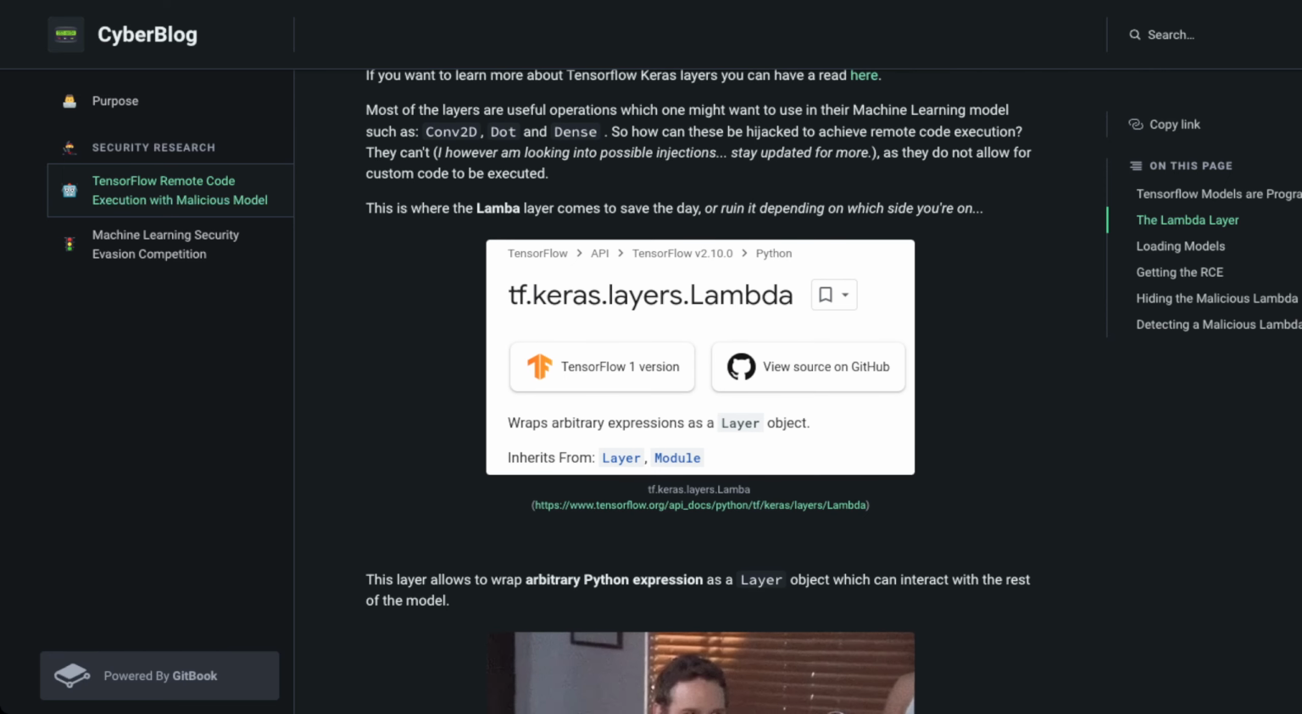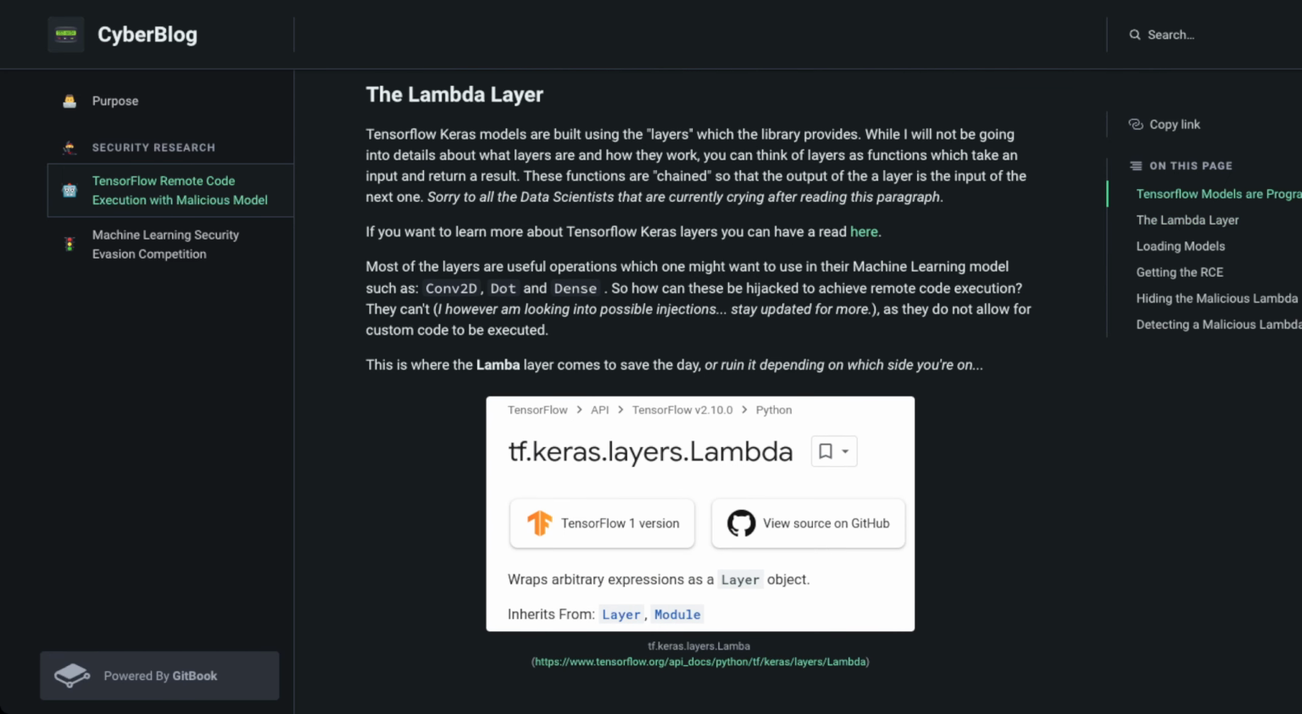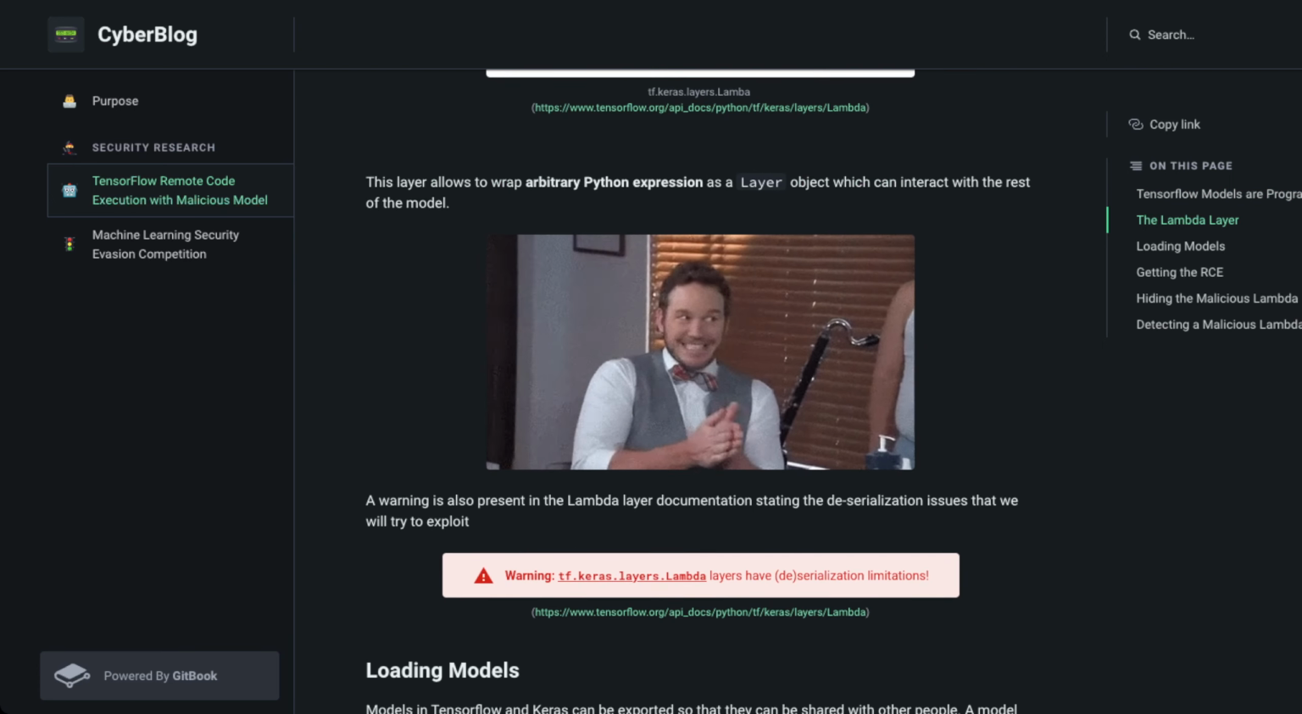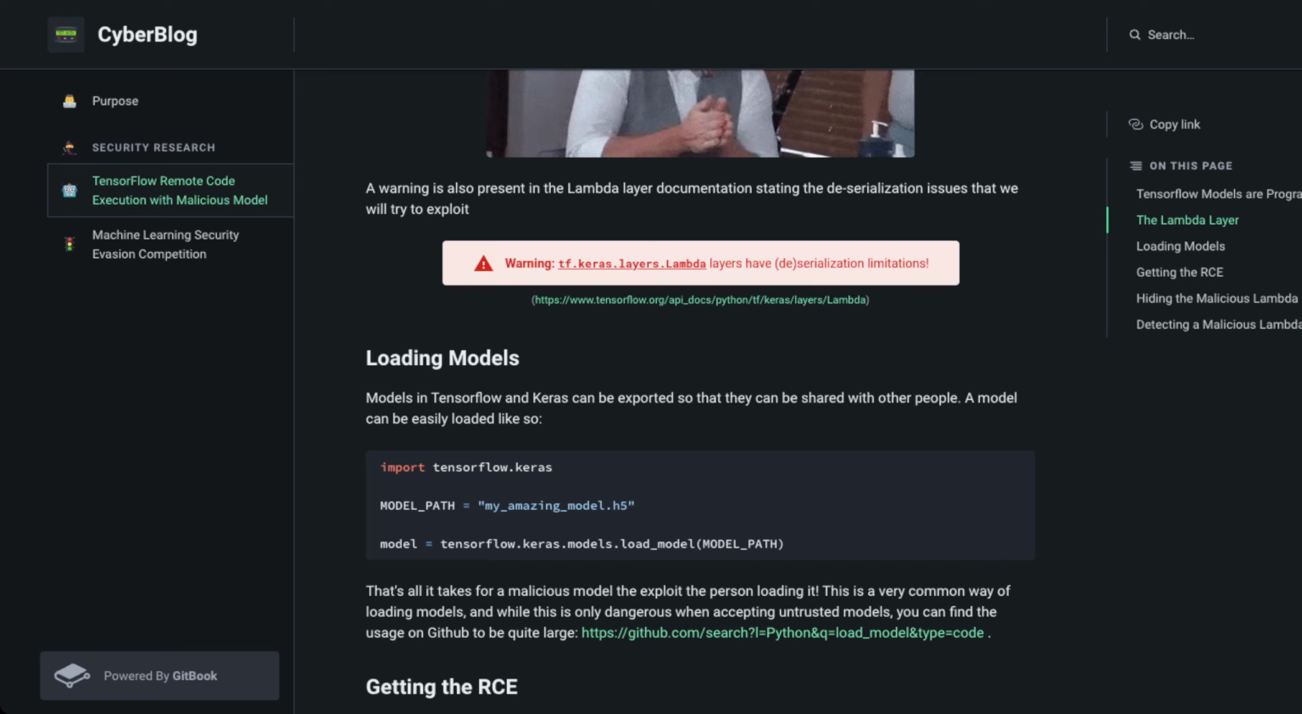So yeah, they focused on Keras layers. We're not going to get too far into that in this video. And by all means, this is a high-level understanding and description of how these Keras layers work. So look in the description if you want a great video explaining Keras layers.